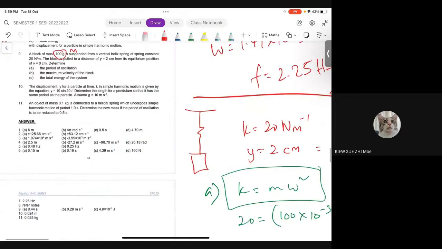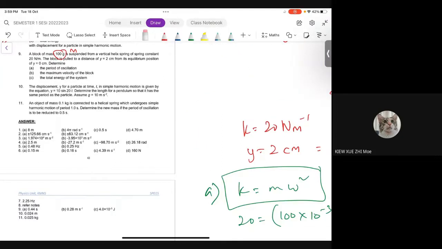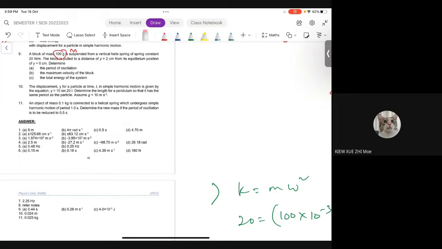Okay, soalan number 10 and number 9. Banyak pula soalan dia. Okay, they give you number 10. Dia bagi you formula y equals to 10 sin 20 t. Determine the length of the pendulum when it have same period as the particle.